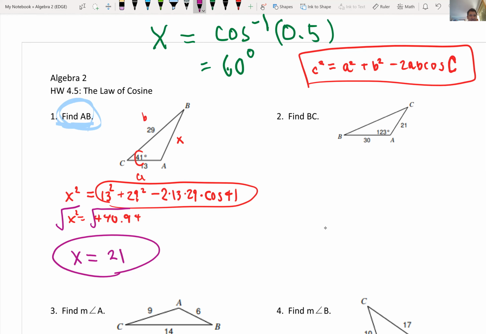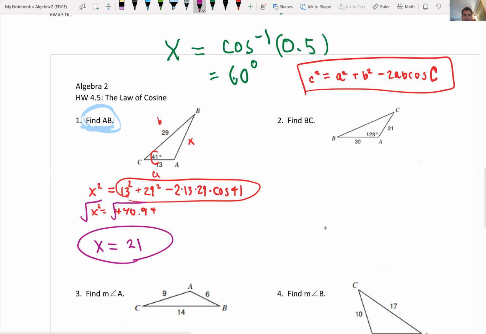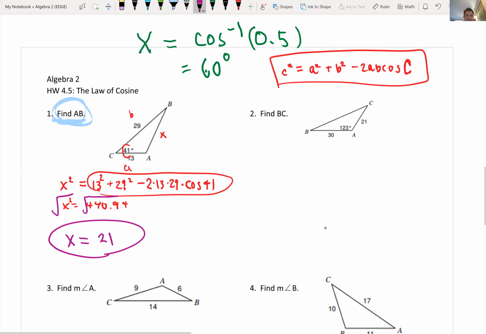Be able to do that? Let's do number 2. So you do this all by yourself. Number 2. Now, which one is A and B? We're trying to figure out BC. So that's X over here.